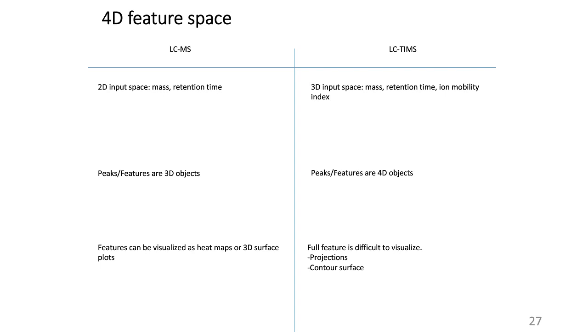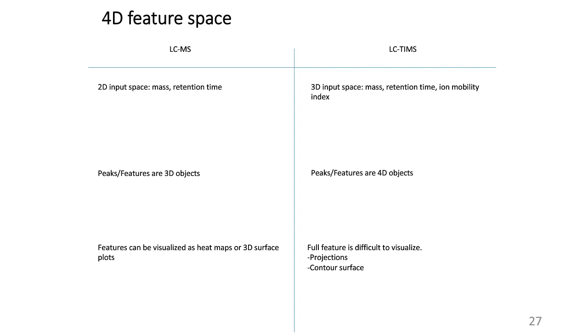Or they can be easily shown as 3D surface plots, which is essentially what we saw two slides back, where you display this mountain that is a peak in the LC-MS plane as a 3D object. But this is not possible anymore. With this added dimension, we are running out of dimensions that we humans used to live in.